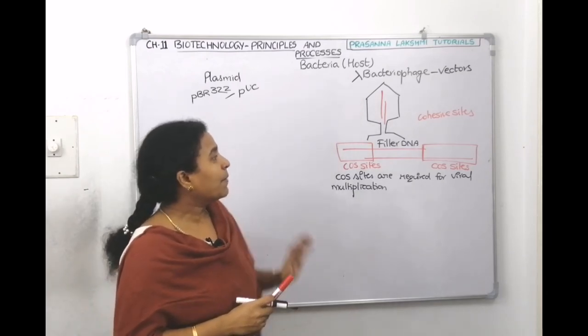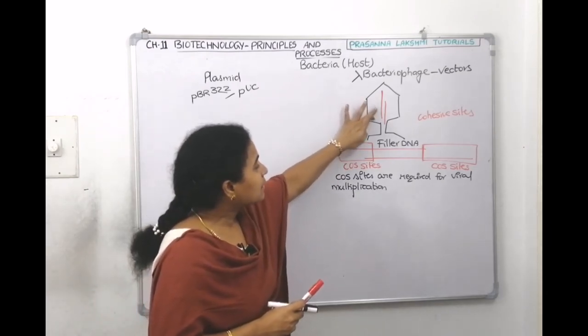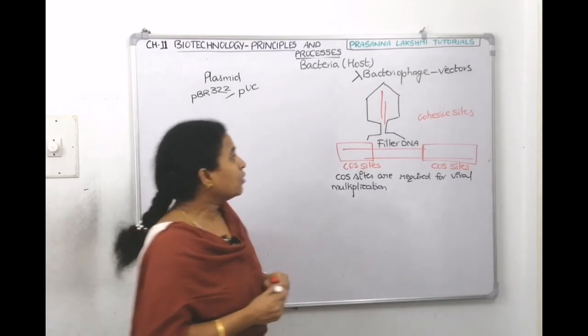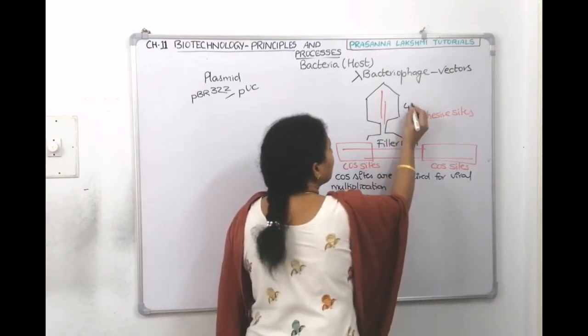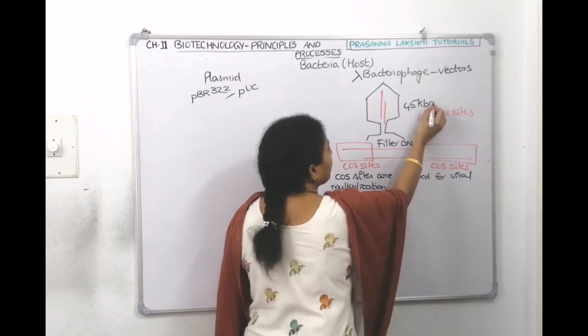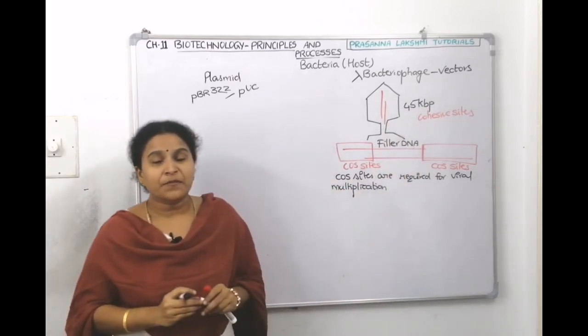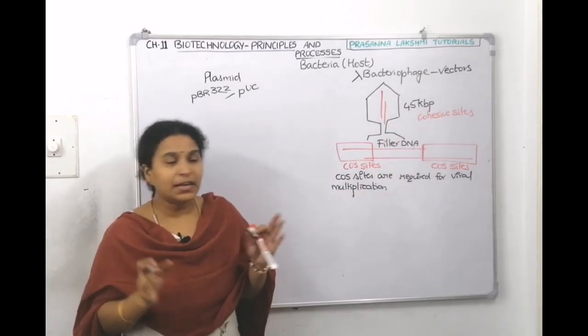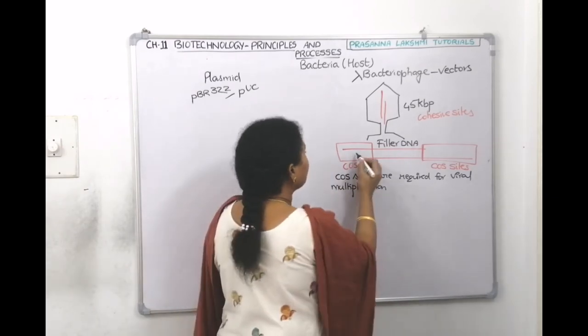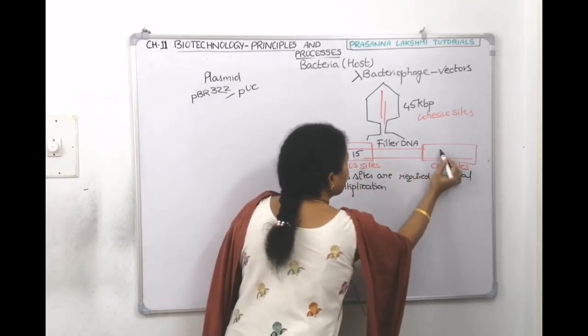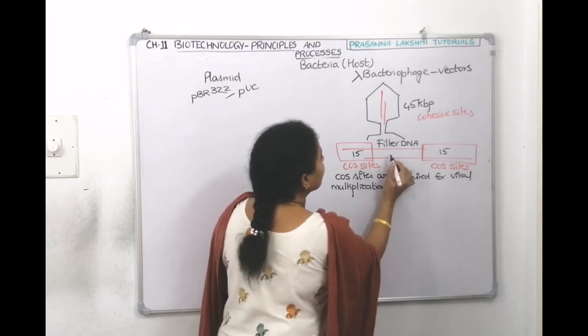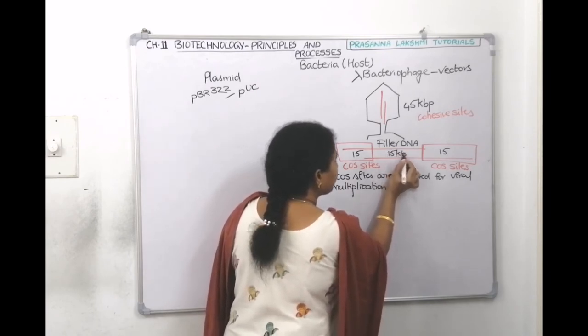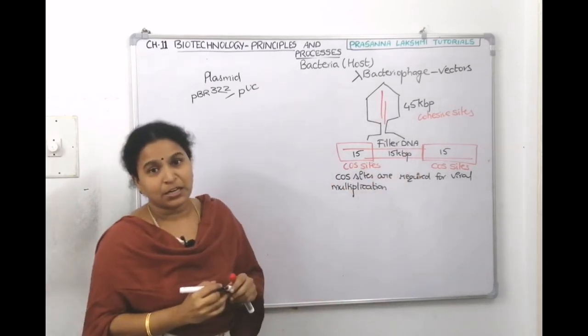We took lambda bacteriophage. Lambda bacteriophage has double-stranded DNA. The length of the double-stranded DNA is 45 kilobase pairs. 45 is divided into 15, 15 and 15. This end is 15 kilobase pairs, this end is 15 kilobase pairs, and the middle part is 15 kilobase pairs.